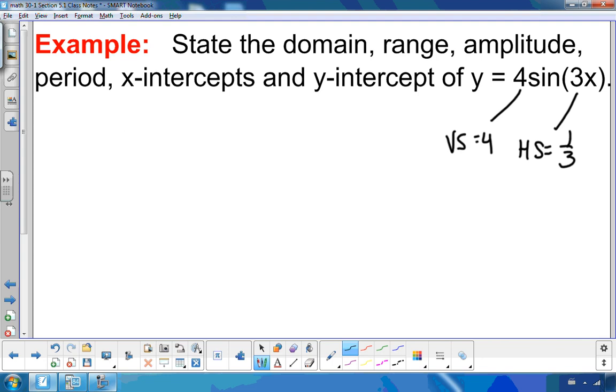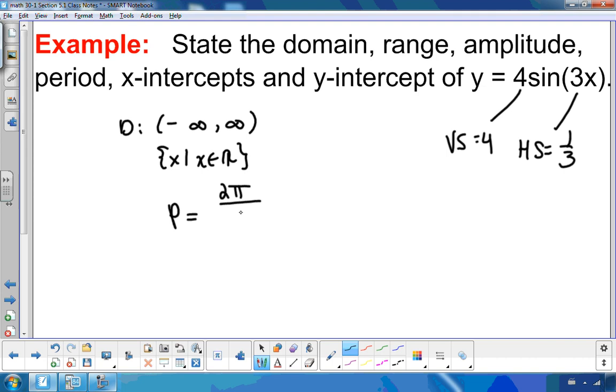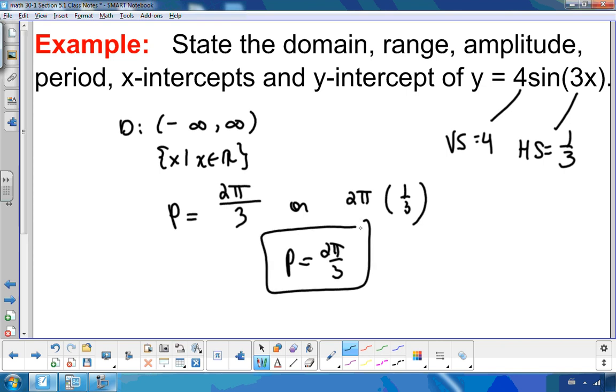Nothing affects the domain. So the domain is just going to be, you could say from negative infinity to positive infinity, or you could say the set of all x such that x is an element of the reals. Okay, my period is affected by my b value. So that's going to be 2 pi over my b value of 3. Or I can say 2 pi multiplied by my horizontal stretch factor of a third. Whichever way you want to do it, you're going to get a period of 2 pi over 3. Okay, y-intercept, you need to know where sine starts.